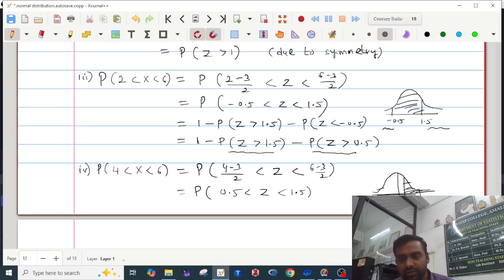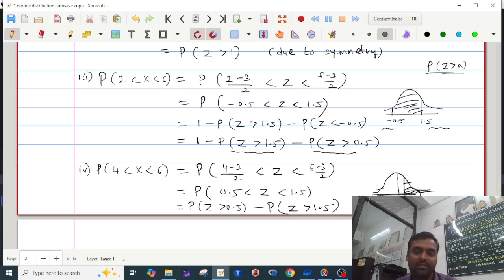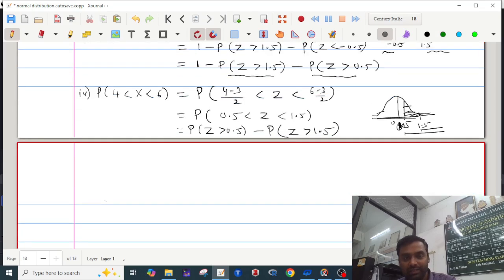This probability we have to find out. So this probability will be probability of z greater than 0.5 minus probability of z greater than 1.5. While looking at these two probabilities, we have to view them in a different way. We only need an adjustment. Just remember that in the statistical table, we can find out only the probability of z greater than. So accordingly we have to make the adjustments. That's it. Nothing more than that.